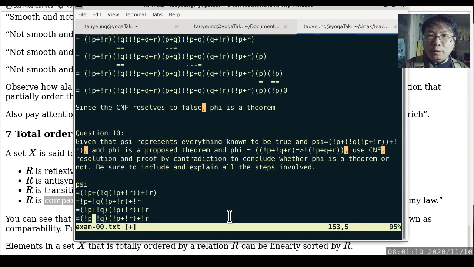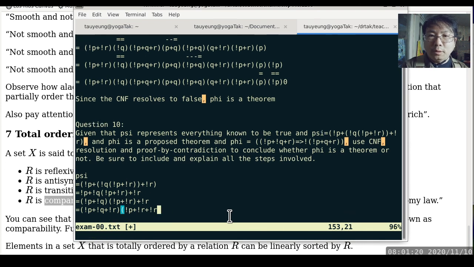And with this one, we just attach the not R to each one of the CNF clauses already in the statement. And we can also see how we have not R or not R here, which means we can reduce it to just one single not R.